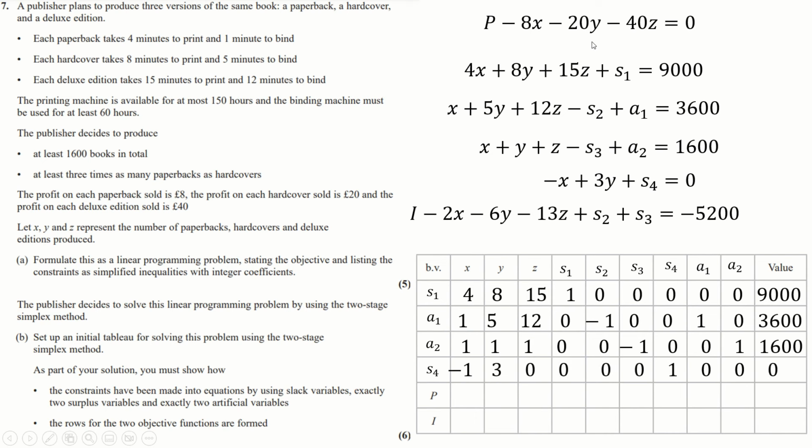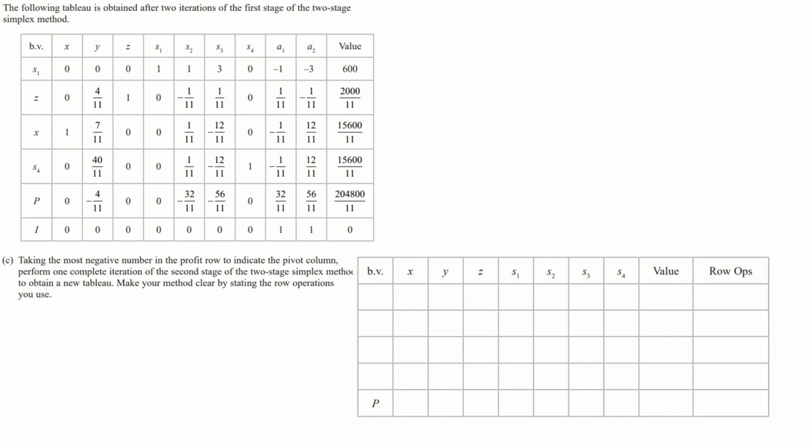And then the P row is this one here. So that's going to be minus 8, minus 20, minus 40, lots and lots of zeros after that. And then the I row is finally this one here. And we end up with our initial Tableau filled in. And now it wants us to actually do an iteration of Simplex.